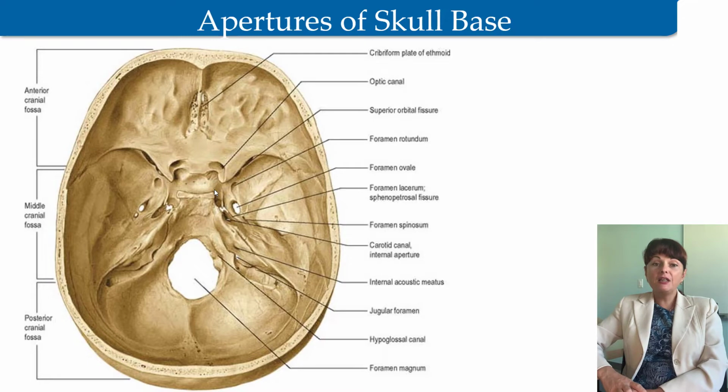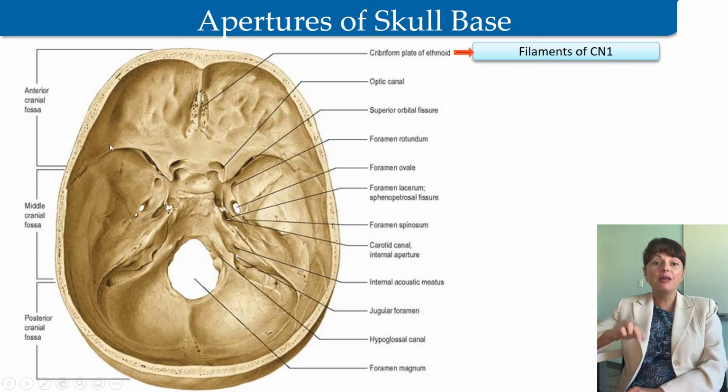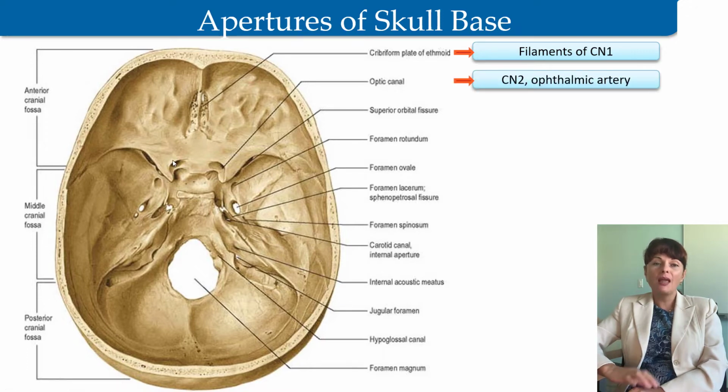In the anterior cranial fossa, we have the cribriform plate of ethmoid bone. And the tiny openings in this plate serve for the passage of the filaments of the olfactory nerve, the cranial nerve number 1. The base of the lesser wing of sphenoid is pierced by the optic canal, which gives passage to the optic nerve, the cranial nerve number 2. A tiny branch of the internal carotid artery, the ophthalmic artery, accompanies the optic nerve.